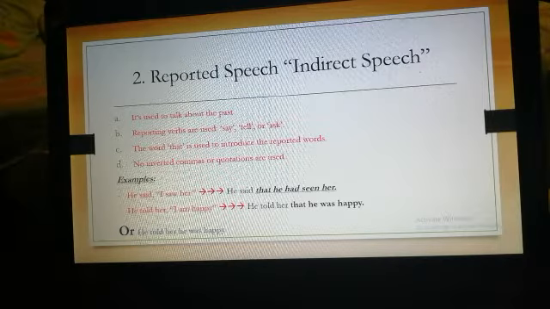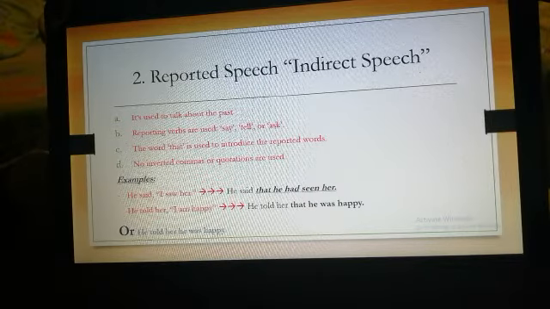Look at these examples. He said, "I saw her." He said that he had seen her. He told her, "I am happy." He told her that he was happy. As you see, we use the word that in the reported speech, we use the verbs in the past tense, and we eliminate all the quotations from the initial sentences, following the rules of the reported speech. Or we can use another way, which is, he told her he was happy. In this sentence, the word that is omitted or cancelled.